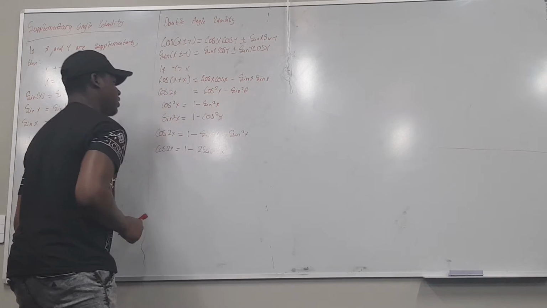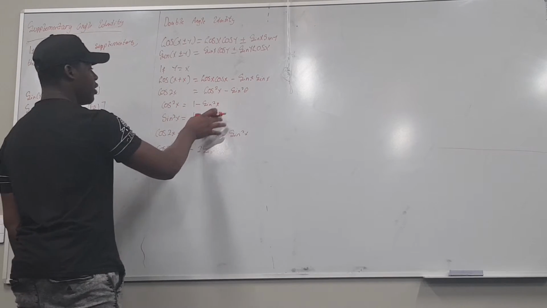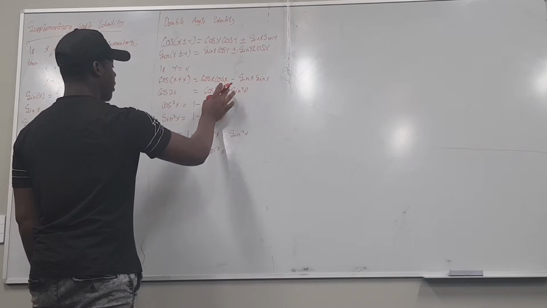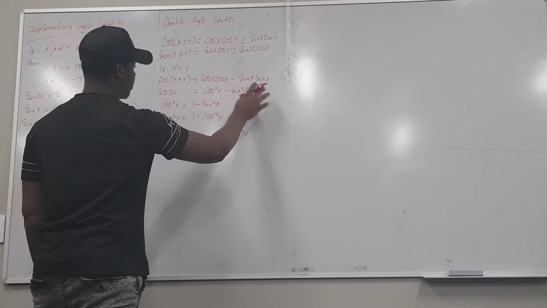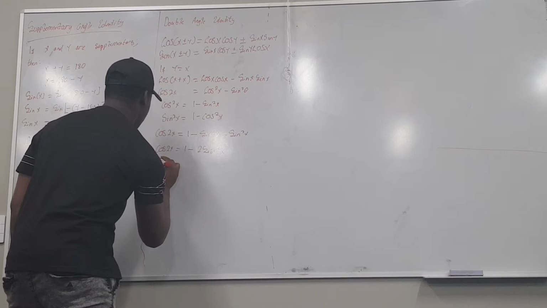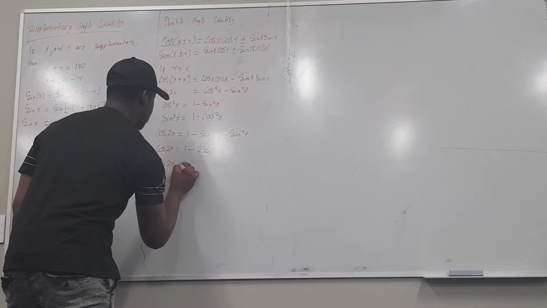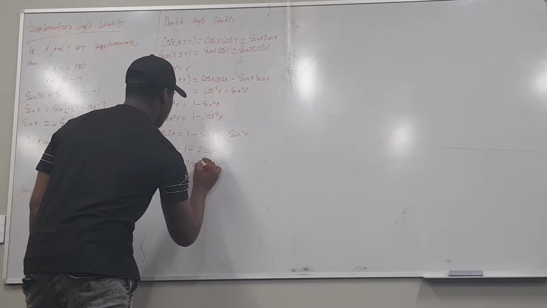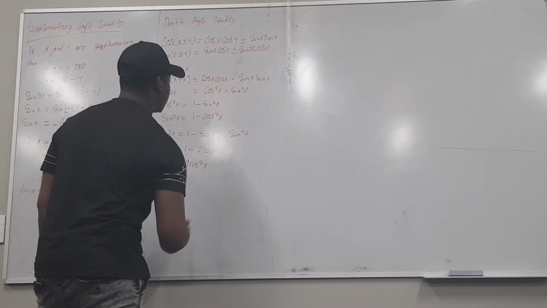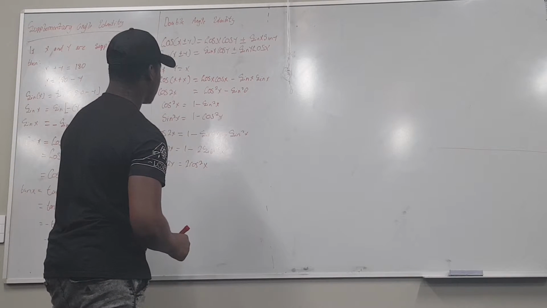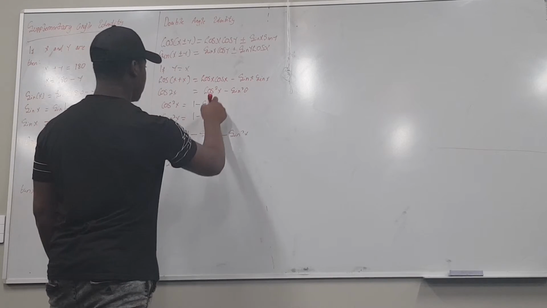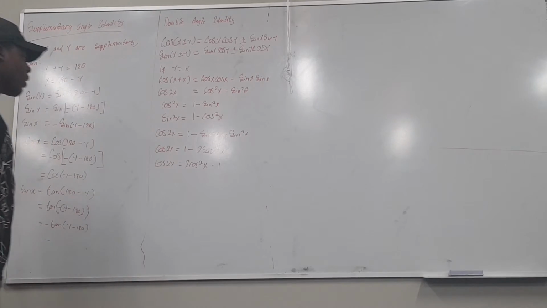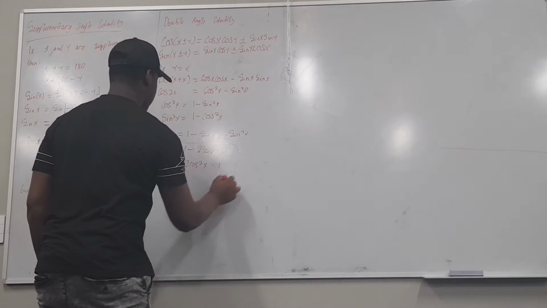I'm trying not to waste too much time, but if you change this to cosine, so you have minus cosine, so that'll be plus. So we have cos 2x is equal to 2 cosine squared x minus 1. So these two are actually the same thing.